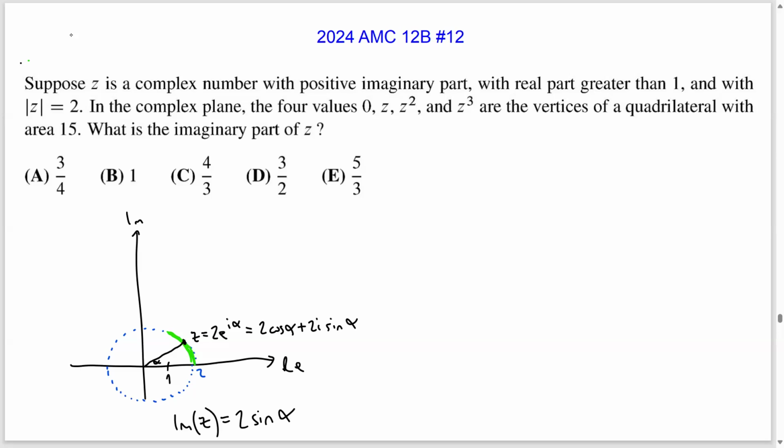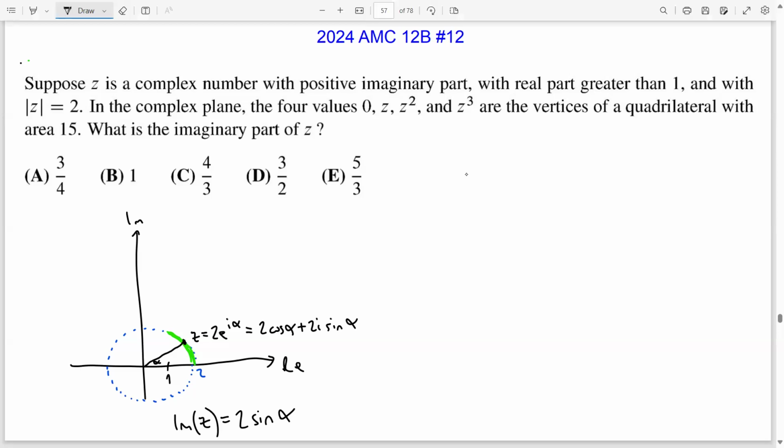Now let's look at z squared and z cubed. Whenever we square a complex number, we are squaring the magnitude, and we are also doubling the argument, where the argument is this angle alpha. So z squared is going to be somewhere out here. And note that the magnitude of z was 2, so the magnitude of z squared will be 4. And also the angle that z squared forms with the positive real axis is 2 alpha. This means that the angle in between z and z squared will be alpha.